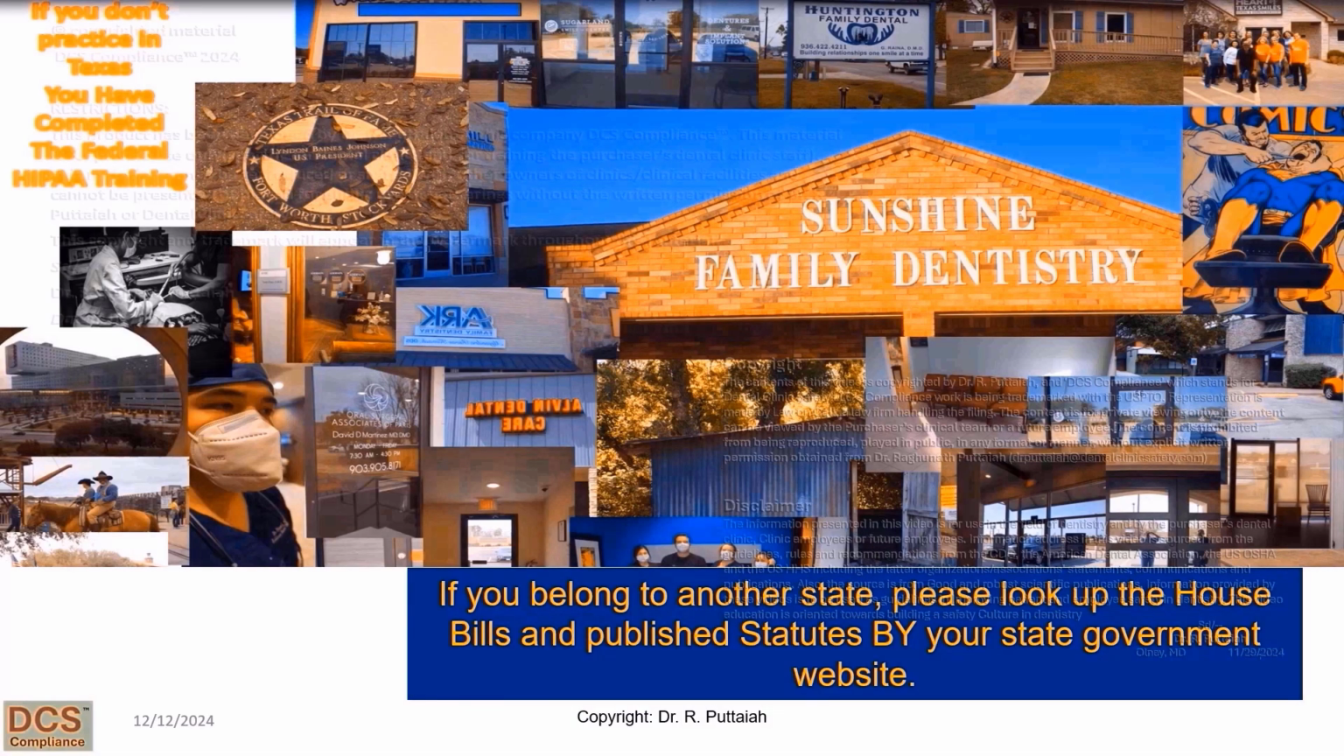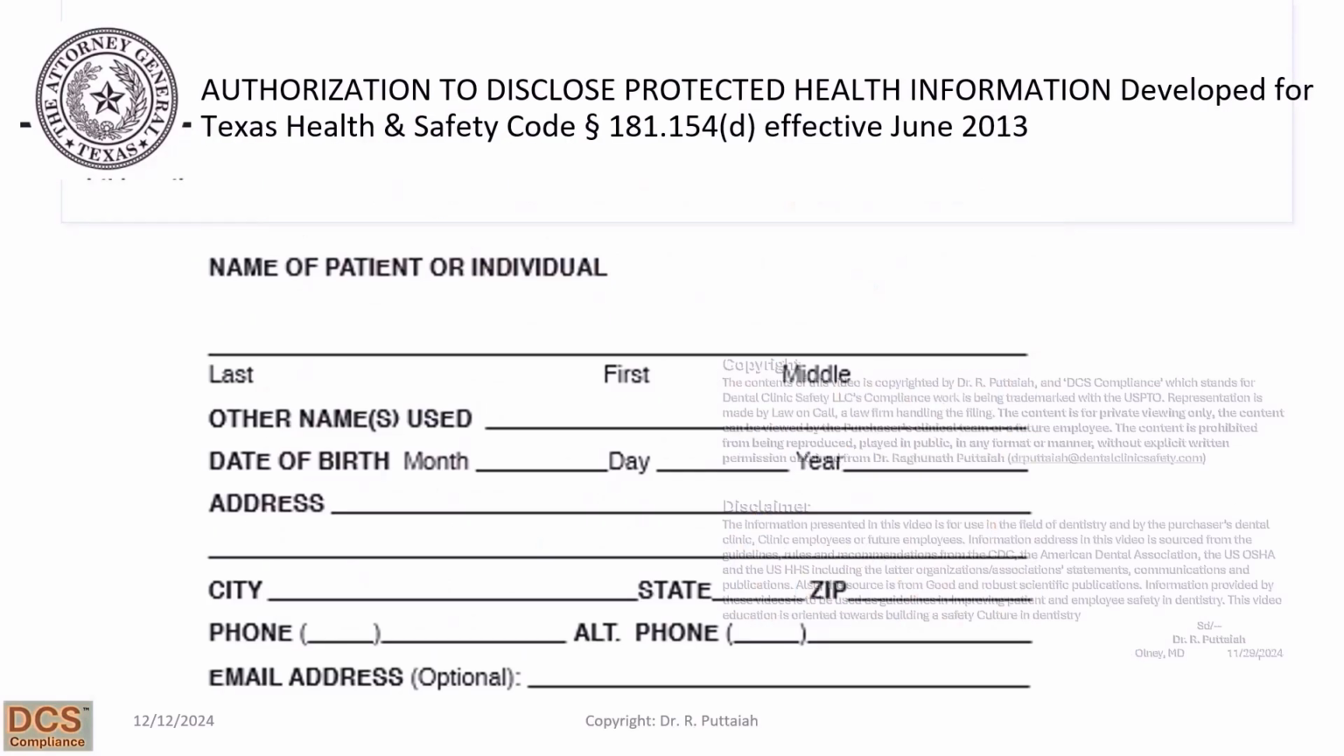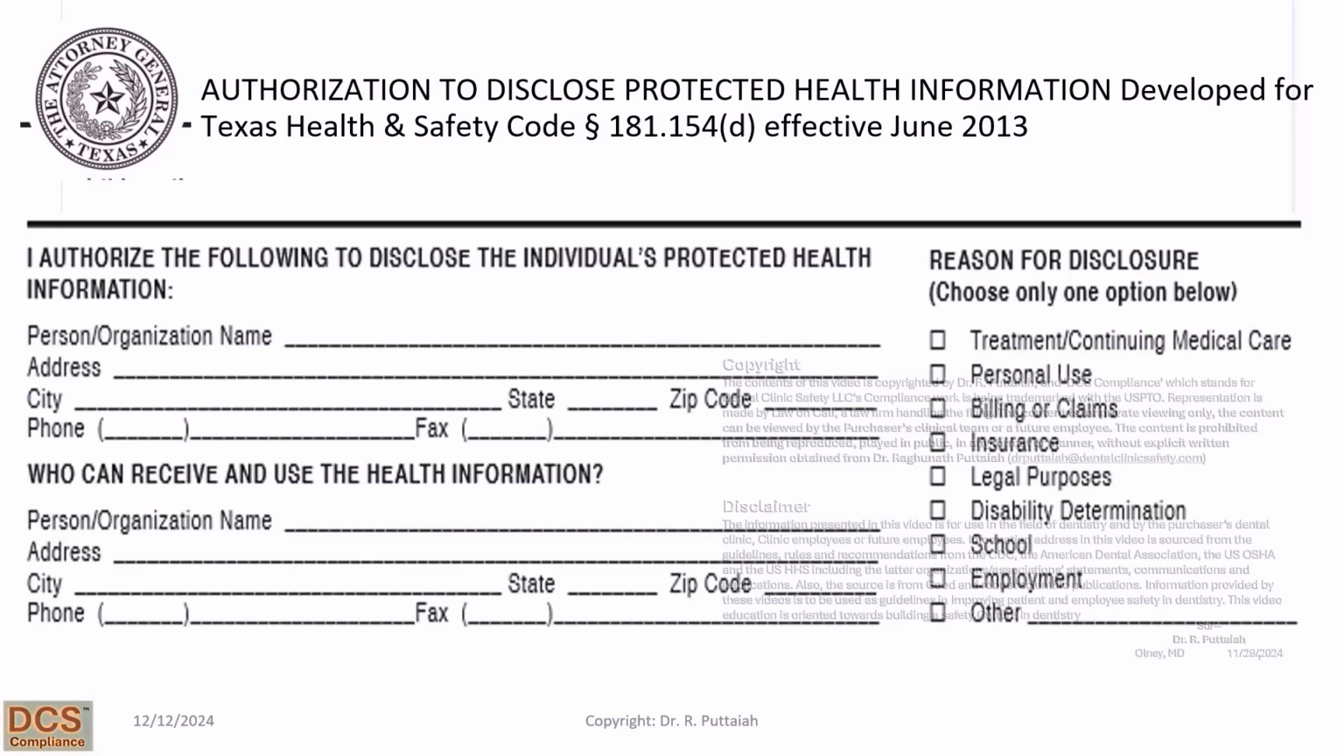If you are not licensed or practicing in Texas, you do not need to be trained in this module. Employees of covered entities, consumer or patient access to their PHI. A notice if the PHI is subject to electronic disclosure. Fill out the demographics of the patient. You can make this form fancy, but you don't need to. Enter the name of your clinic or organization, as well as the other entities that you can share the information with, and for what purpose.